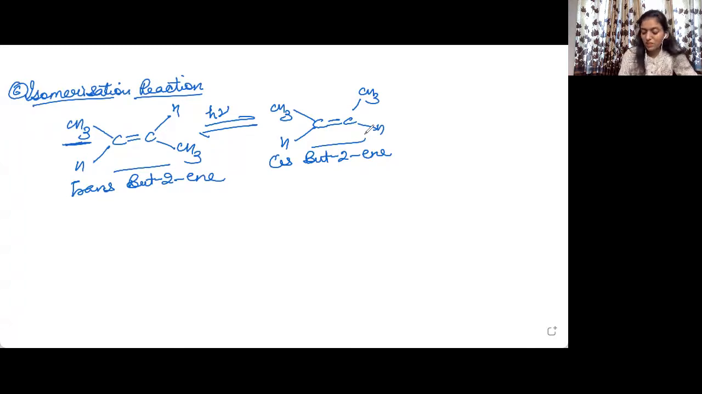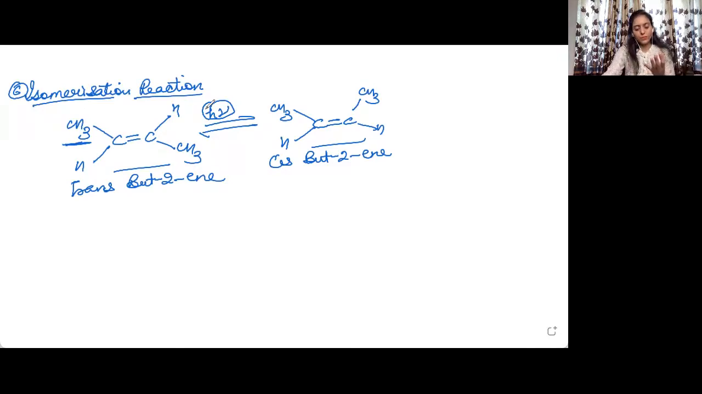Carbon skeleton means the length of the carbon chain is the same. The substituents around the carbon chain are the same. So the carbon skeleton is also the same. Just the two isomers are interconverting from one to the other when exposed to light. So these are the 6 types of organic reactions.